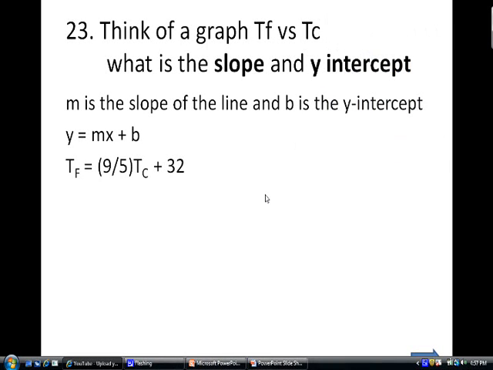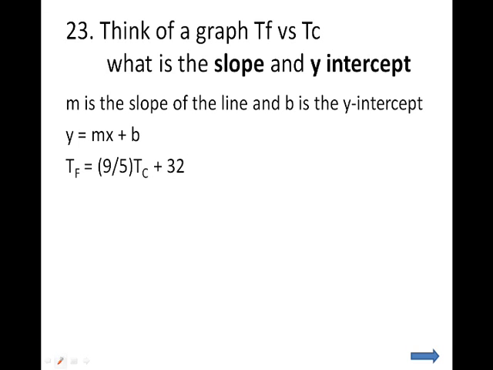Okay, here we are with AP Chemistry Summer Assignment, Chapter 1, Part 2. Problem number 23 said to make a graph, or at least think about a graph, of the temperature of Fahrenheit versus Celsius. And so you were also then to consider what would the slope and the y-intercept be.